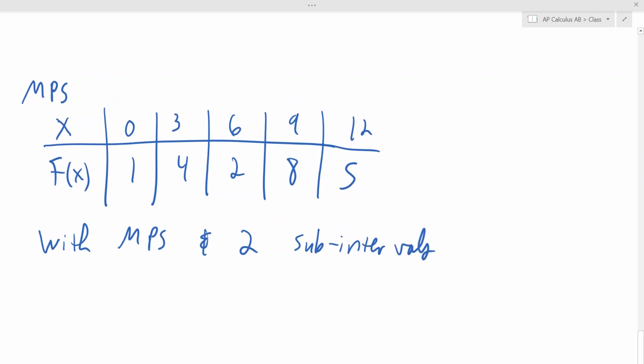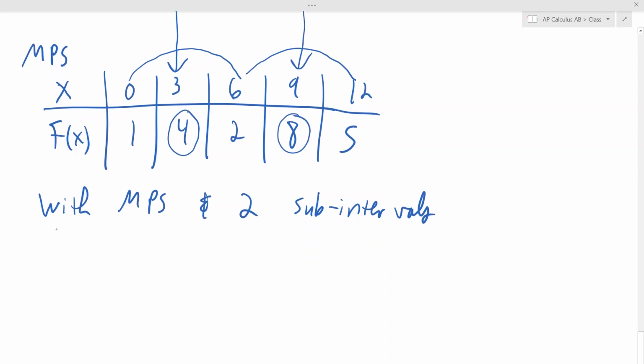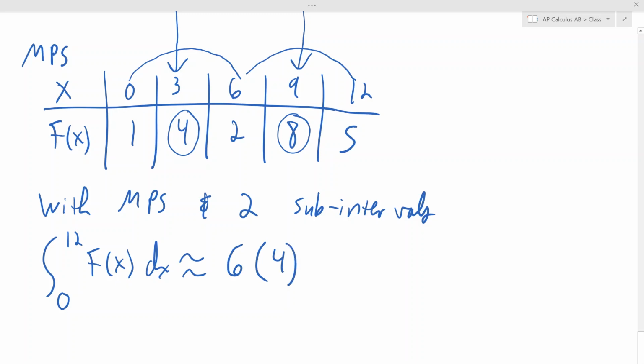And the reason that is because of this. We're going to go from 0 to 6 as 1 rectangle, and we're going to take the height in the middle, which is at 3, which is going to be 4. Our next rectangle is going to go from 6 to 12, and we're going to take the height in the middle, which is at 9, and that height is 8. So we'd write this integral from 0 to 12 of f of x dx is approximately equal to, and my first rectangle has a base of 6 and a height of 4, because I'm taking the height in the middle, plus my next rectangle has a base of 6 and a height of 8, because I'm taking the height at 9, which is between 6 and 12, right in the middle. All right, and that's going to equal, what, 24 plus 48?